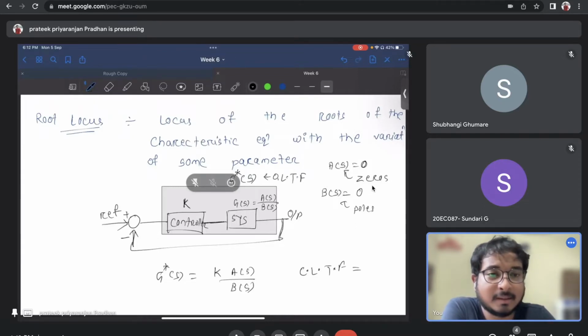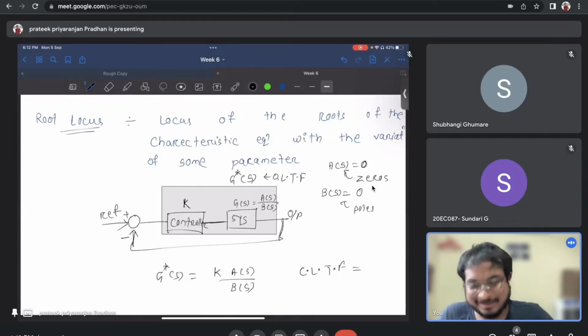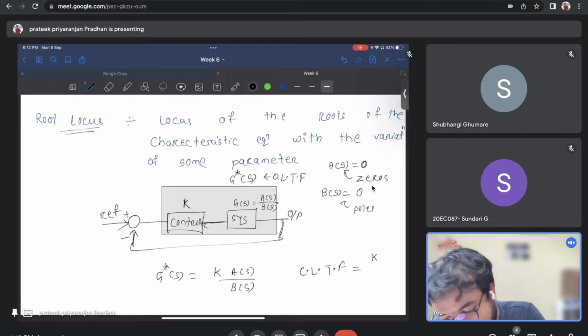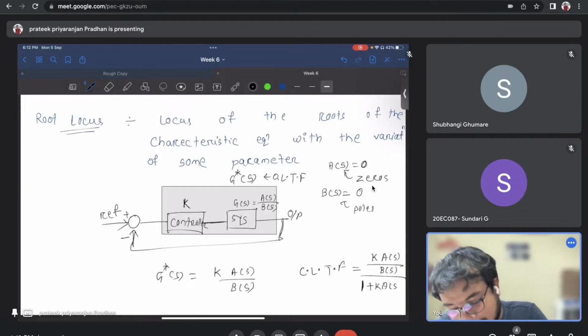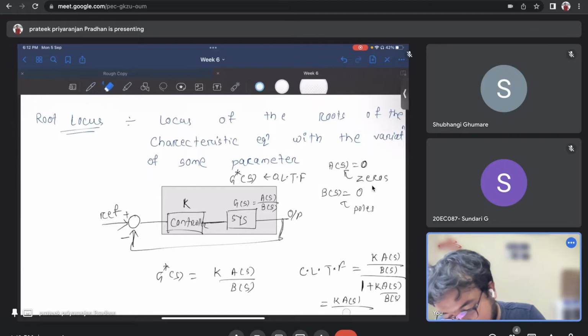I guess there is absolute silence. Okay, I will say the answer. This would be K A of S divided by B of S, whole divided by 1 plus K A of S divided by B of S, because it's a negative feedback system. So ultimately this will be K A of S divided by B of S plus K A of S.